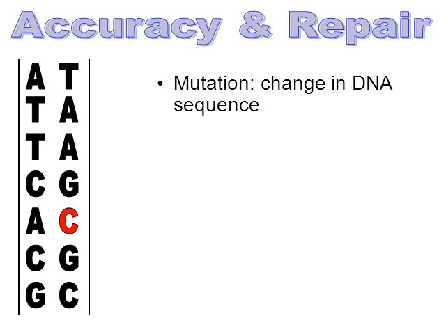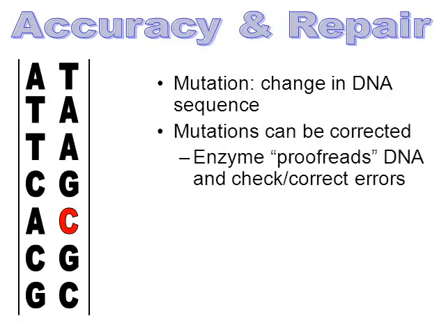A mutation is a change in our DNA sequence. Notice in the animation here, I've highlighted a red letter C. C and A, they don't bond together. So that's clearly a misspelling right there. This is an example of a mutation. The good news is mutations are often corrected.